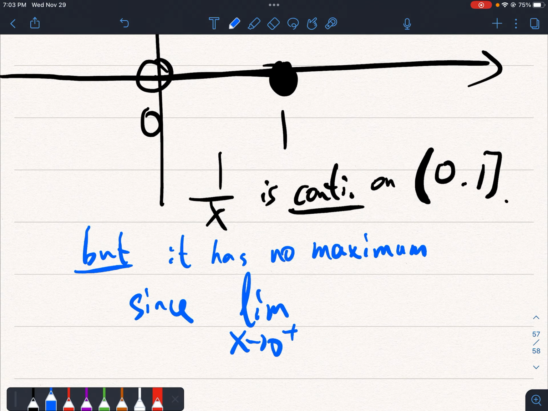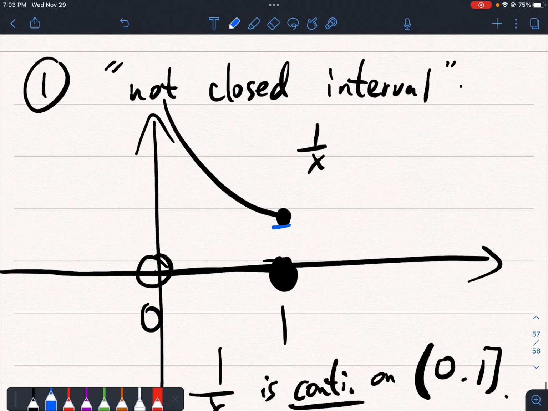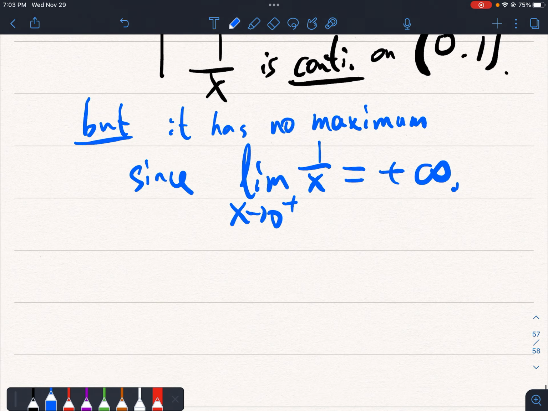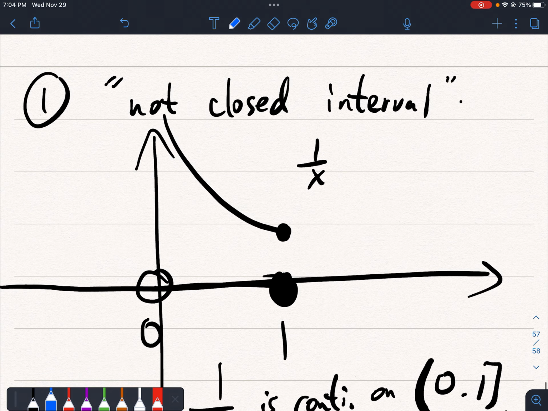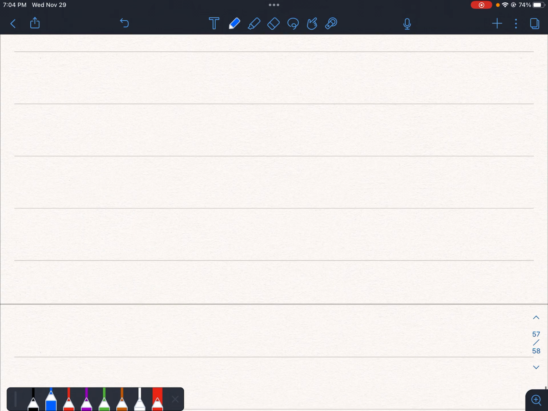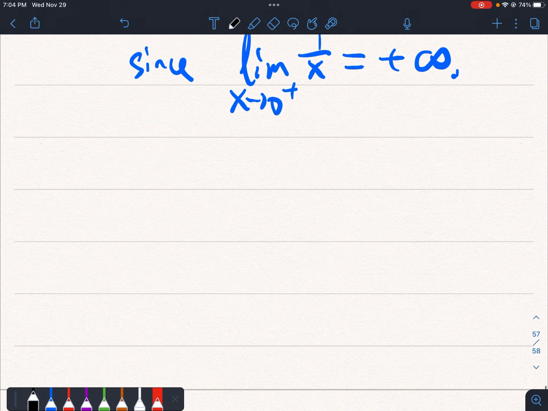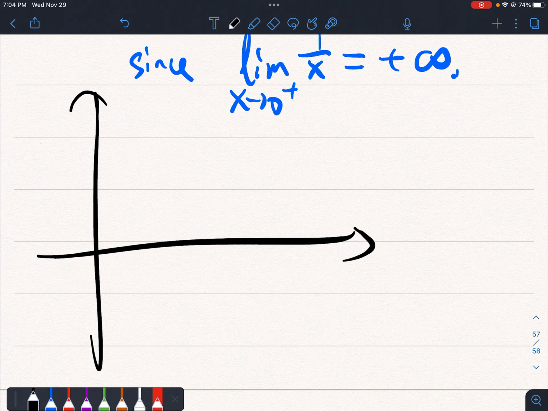The reason why it has no maximum is that the limit as x approaches 0 from the right of 1 over x is equal to plus infinity. So it clearly has no maximum. This is why this interval must be a closed interval. Otherwise, you cannot say anything about the extreme value.